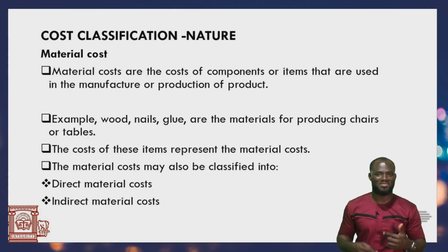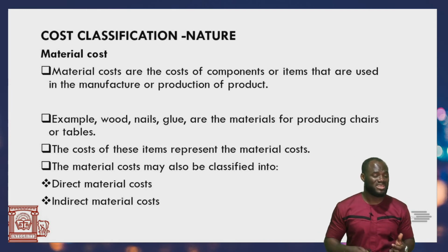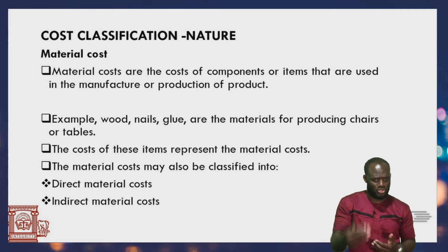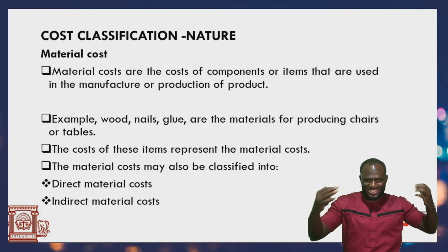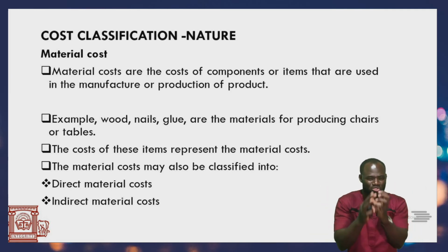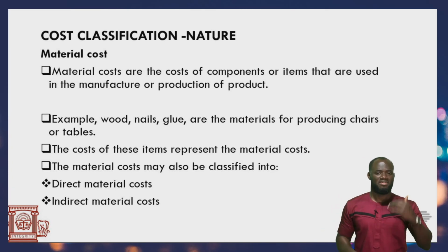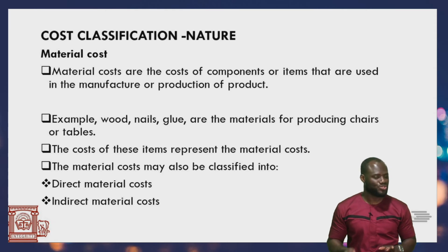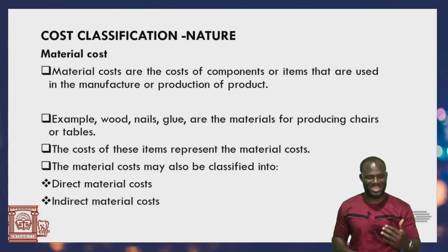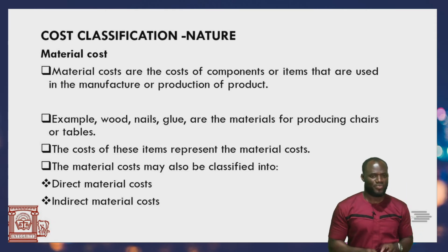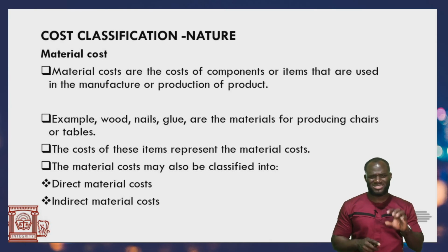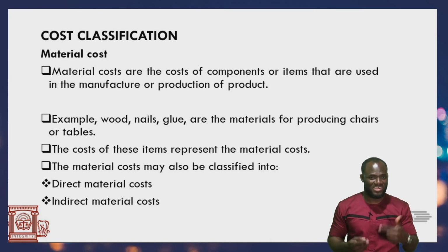So here is an example. Wood, nails, glues are the materials for producing chairs or tables. These are the raw components that are converted and put together to produce a finished article in the form of a table. Now, this material cost can be broken down into two: direct material cost and indirect material cost. Direct material cost means costs that are directly attributable to the finished product.